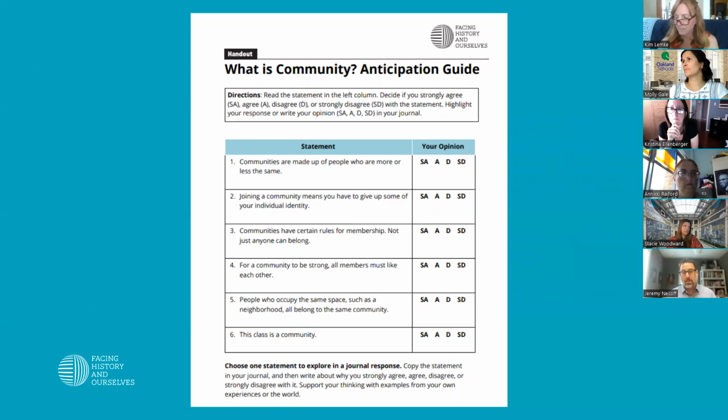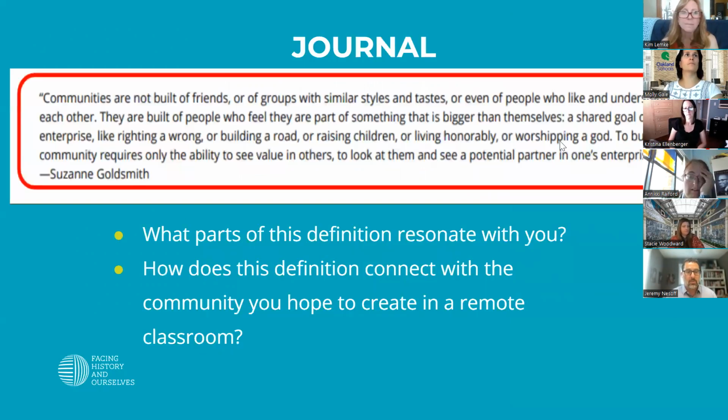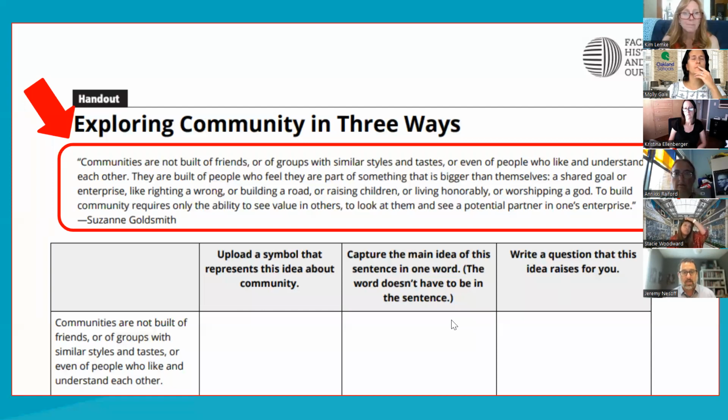But it's really great because it gets a spectrum of possibilities of, in this case, a definition of community out, so that students can hear the spectrum and then decide, oh, which one do I like and why? So the next slide goes into this a little bit more by giving a definition of community, asking students to journal about it.